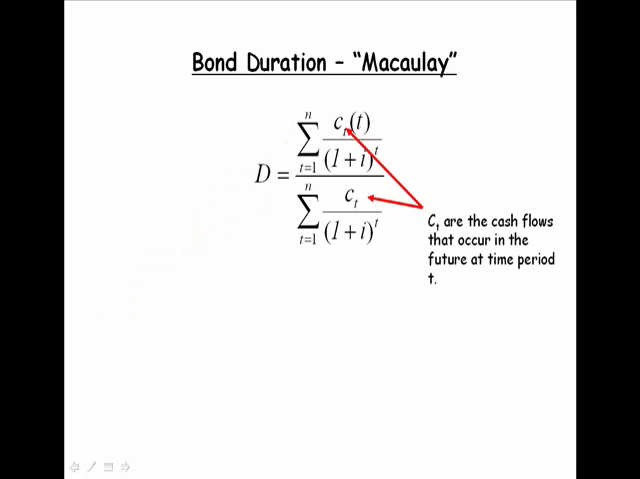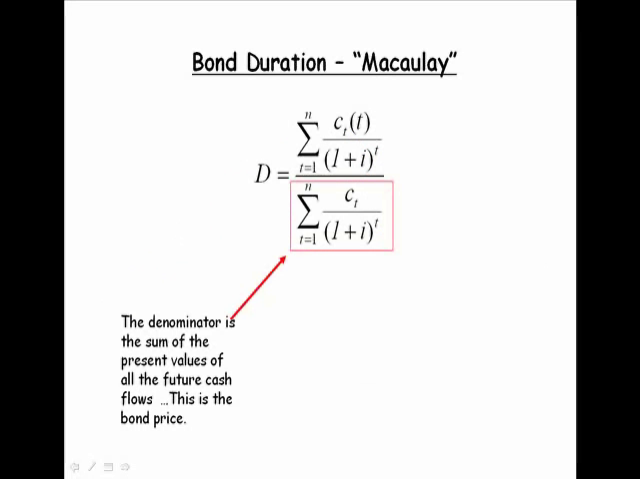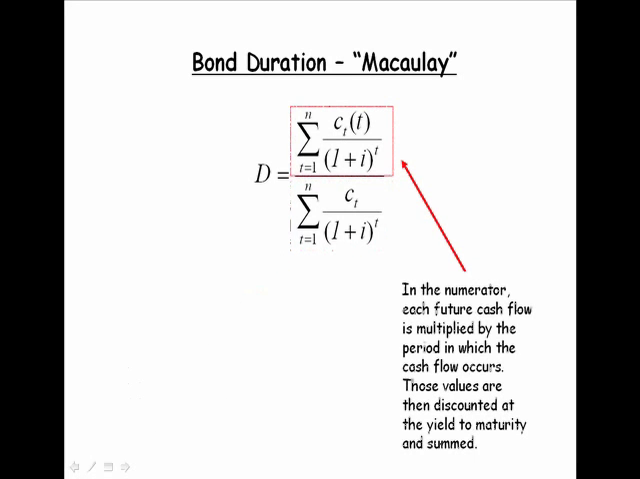C represents cash flow, so C sub T represents the cash flows that are expected to occur in the future at time period T. In our formula, I represents the yield to maturity for the bond. In the denominator, we have the sum of the present values of all of the future cash flows. This is the bond price. In the numerator, each one of those future cash flows is first multiplied by the period in which the cash flow occurs. Then those values are discounted at the yield to maturity and summed.